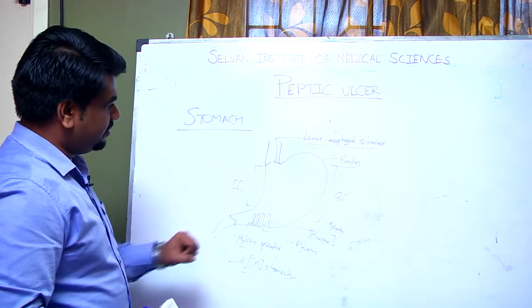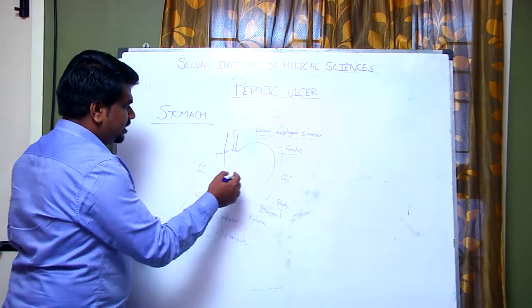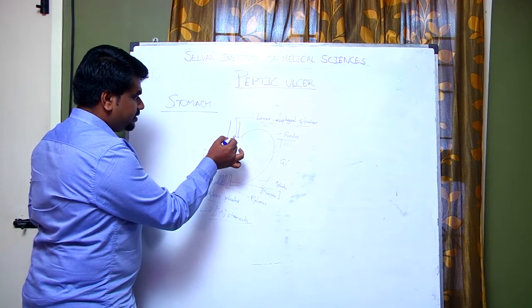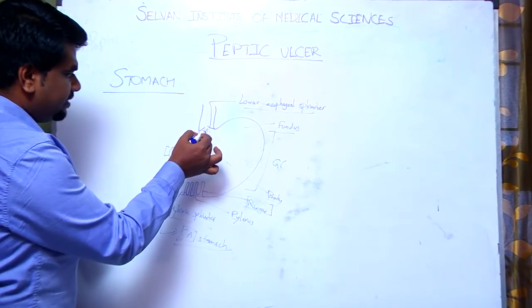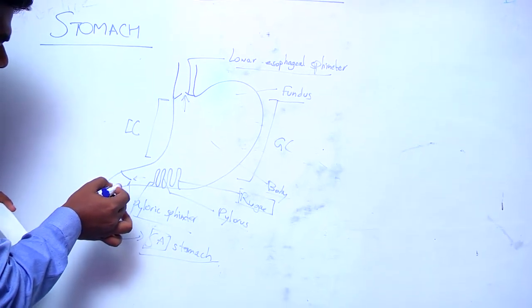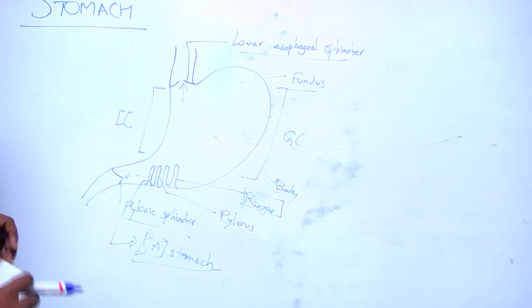After knowing these parts, we should know the function of the sphincters. What happens when acid or any HCl is secreted in the stomach? This sphincter prevents the reflux of the acid into the esophagus, and this sphincter does not allow it to enter into the duodenum. So these are the main functions of these two sphincters.